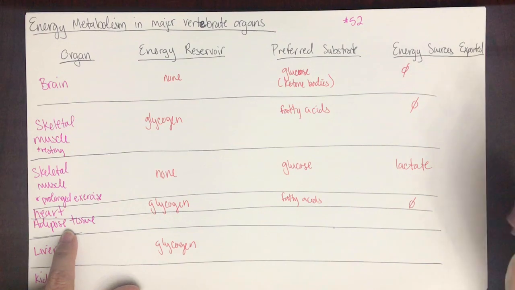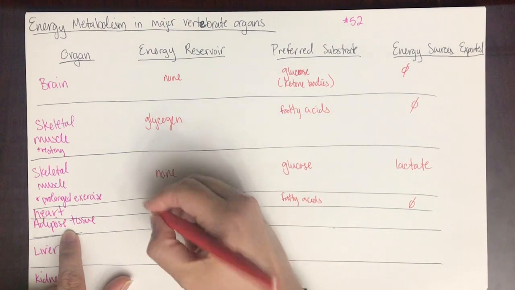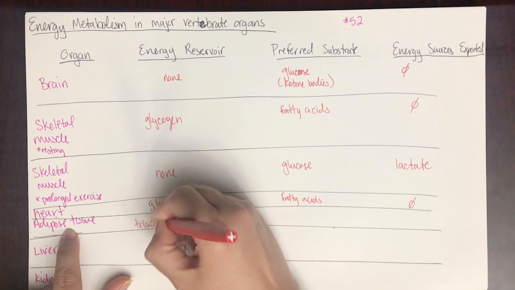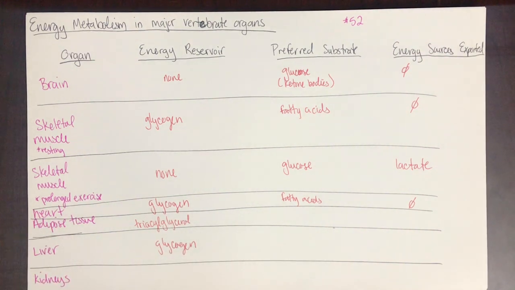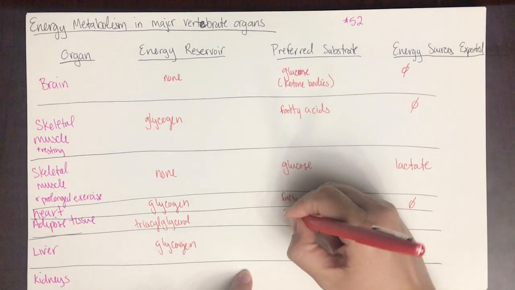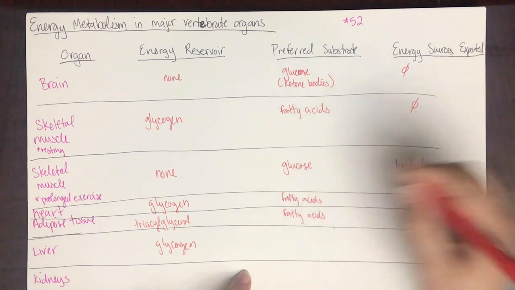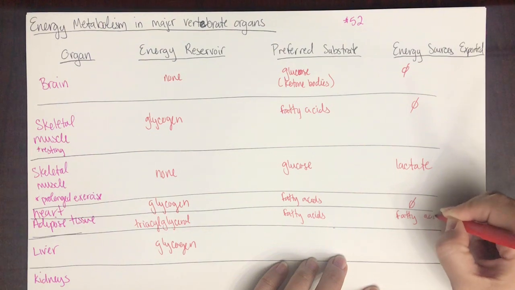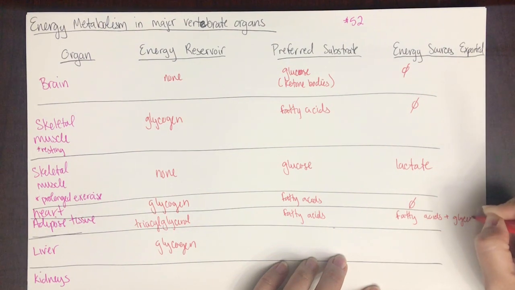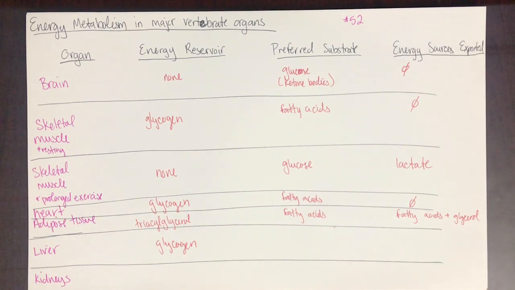Adipose tissue, which is fat cells, its energy reservoir is what's called triacylglycerol. This is a molecule that we store in our adipose tissue, and this is fat. We store it in adipose tissue, which is made up of adipocytes, which are fat cells. The preferred substrates are fatty acids. And its exported energy sources would be fatty acids and glycerol. So we'll talk more about these molecules when we get to fatty acid synthesis and degradation.